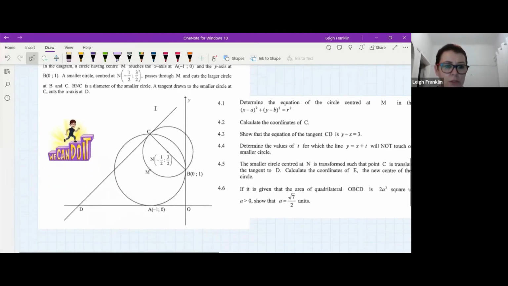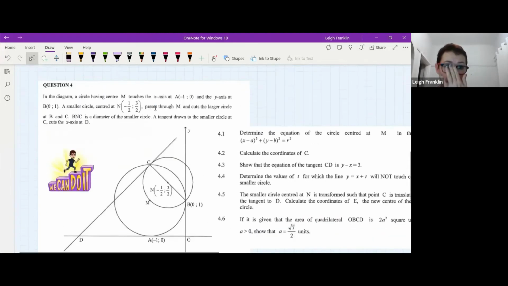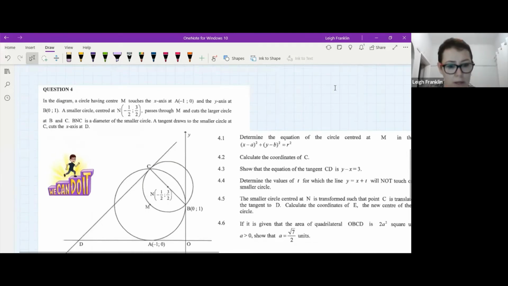Okay, so here, also question 4, also from a year-end paper. Two circles now. So in the diagram, a circle having center M touches the x-axis at A and the y-axis at B. A smaller circle centered at N with coordinates -1/2 and 3/2 passes through M and cuts the larger circle at B and C. B and C is the diameter of the smaller circle. Okay, and a tangent drawn to the smaller circle at C cuts the x-axis at D.